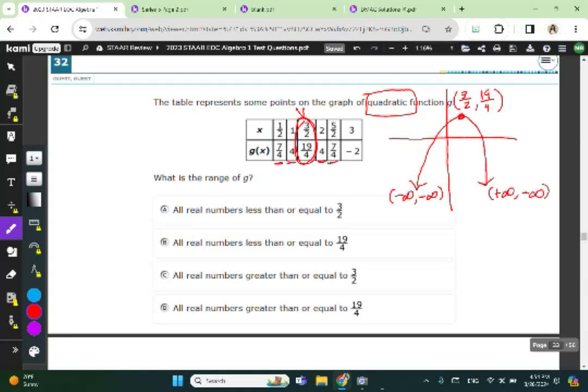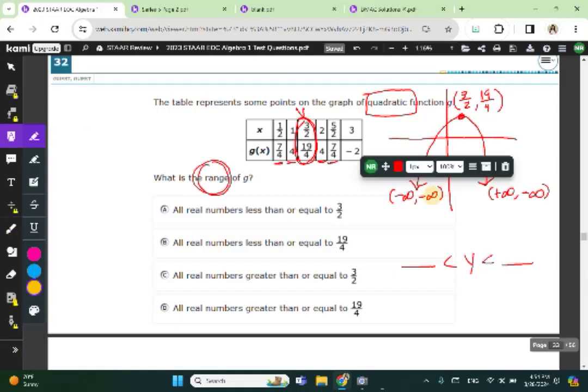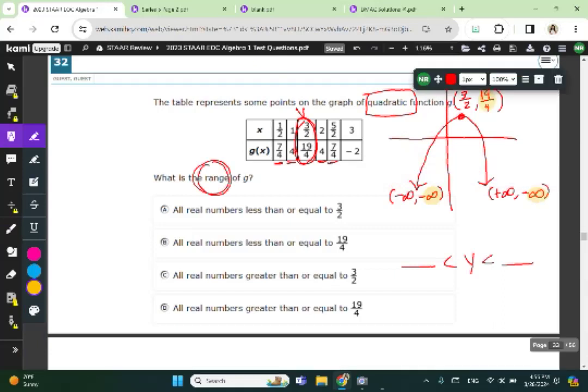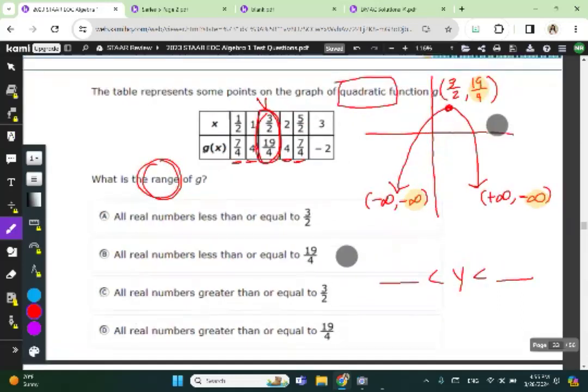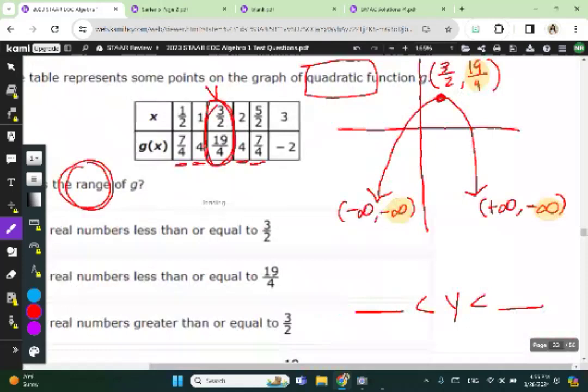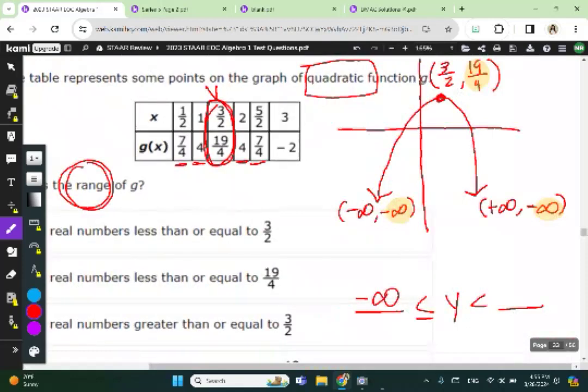Okay. Now we're only talking about the range. So we're only looking at y values. I'm going to highlight my y values here. So the smallest y value is obviously going to be the negative infinity. And then the highest y value is 19/4. And that would be a closed circle because it doesn't represent any other thing.